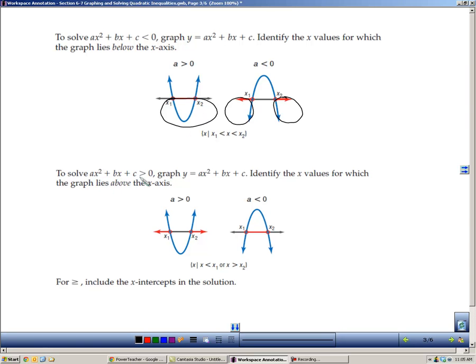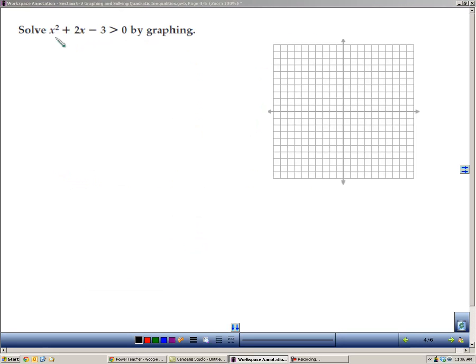Likewise, when you have a quadratic equation that's bigger than 0, you want all the solutions that are going to be above the line. If it opens up, you want those two pieces, and if it opens down, you want this piece because it's above the line. It's greater than 0. Here, if you're using symbols like greater than or equal to, you need to include the x-intercepts in your solution. Let's see if it's a little clearer if we use a specific example.